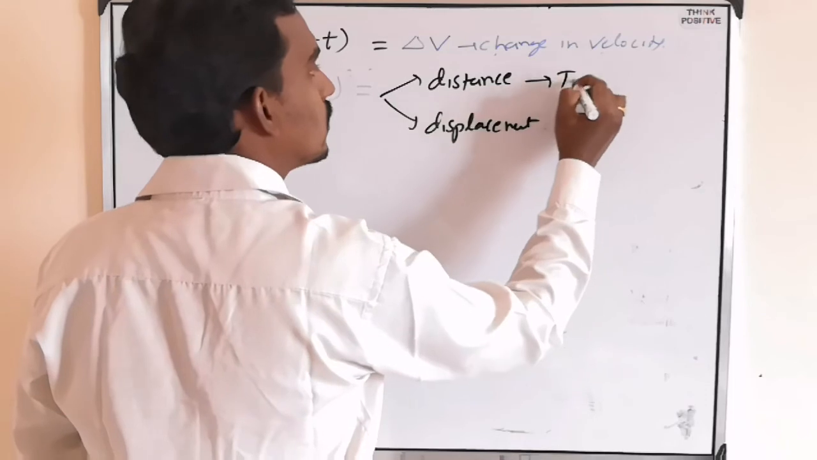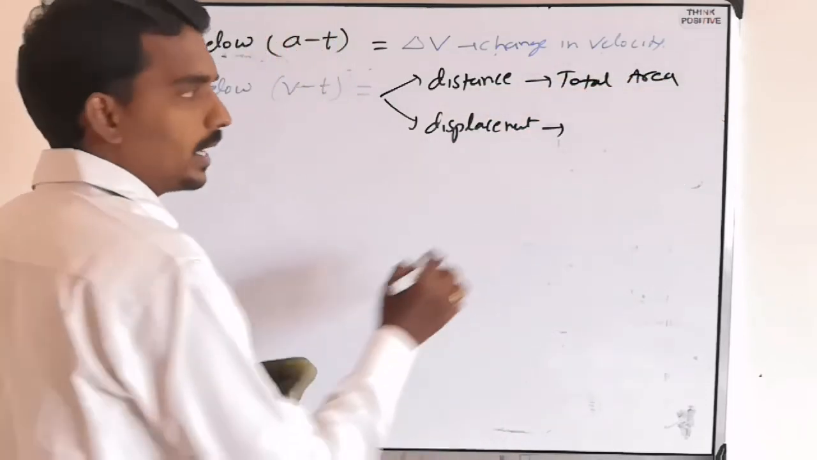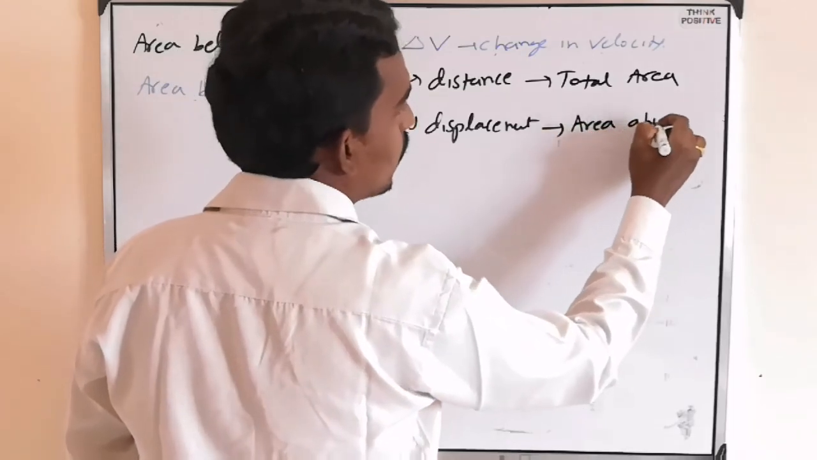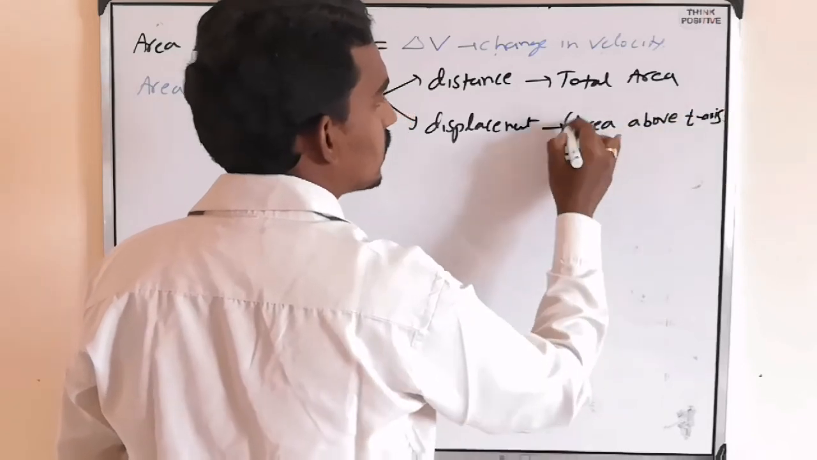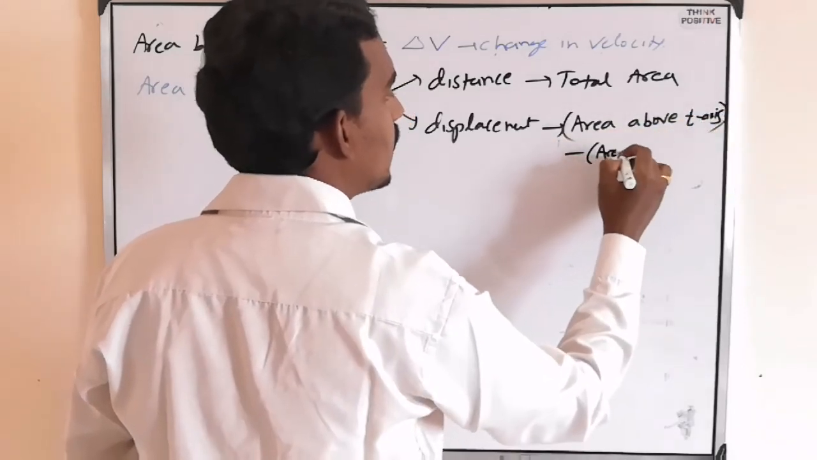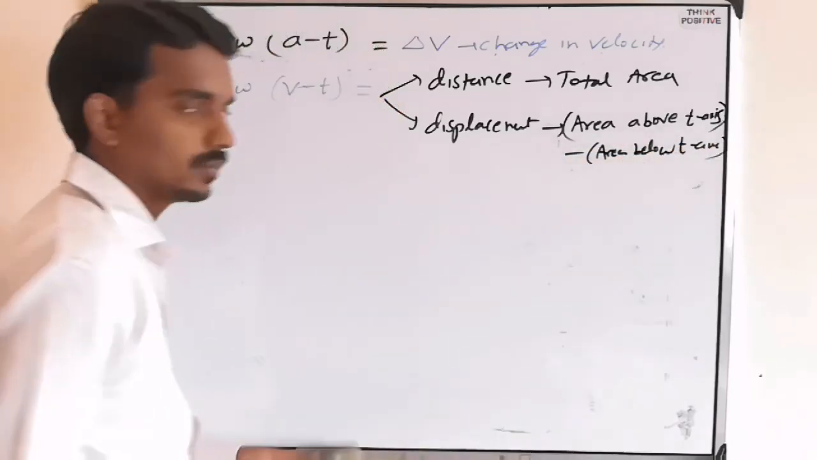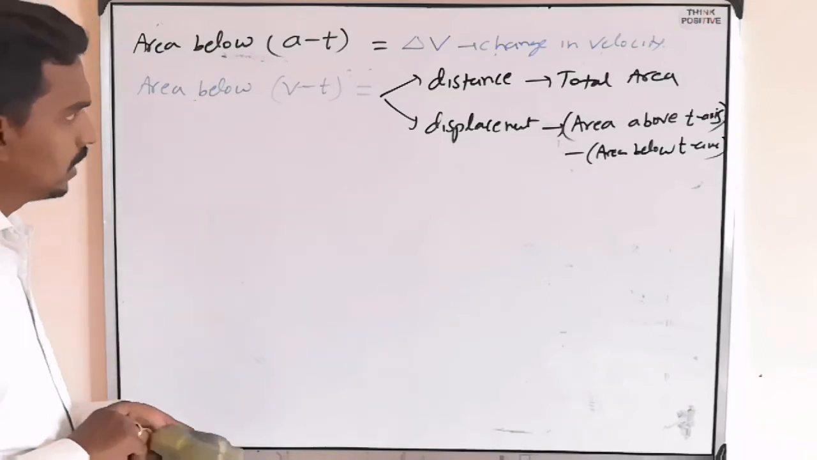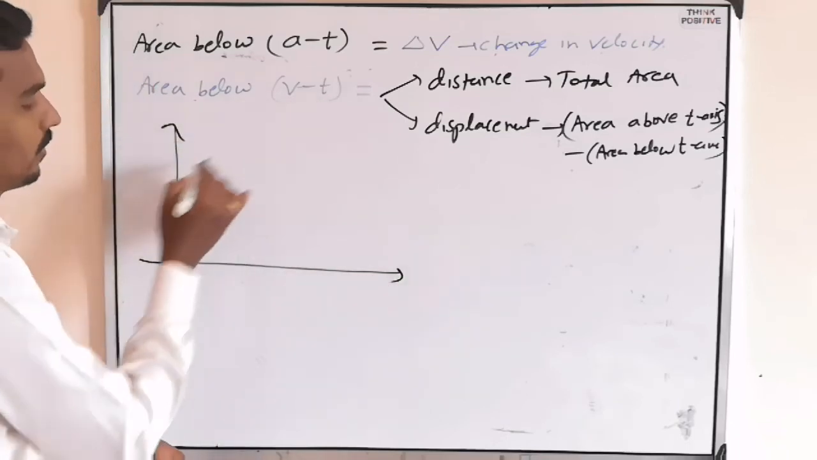What is distance? Total area. What is displacement? Area above the time axis minus area below the time axis. What does that mean? Let us try to understand. Take one graph. What graph are we talking about? VT.